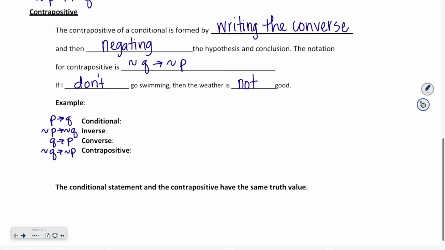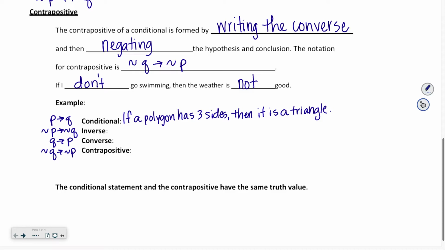All right. So we're going to do one together, then you're going to do one on your own. So I'm going to make up a math conditional statement, and we're going to decide if it's a true or false statement, okay? So your conditional is going to be, if a polygon has 3 sides, then it is a triangle. Is that a true statement? Yes. If a polygon has 3 sides, then it is a triangle.